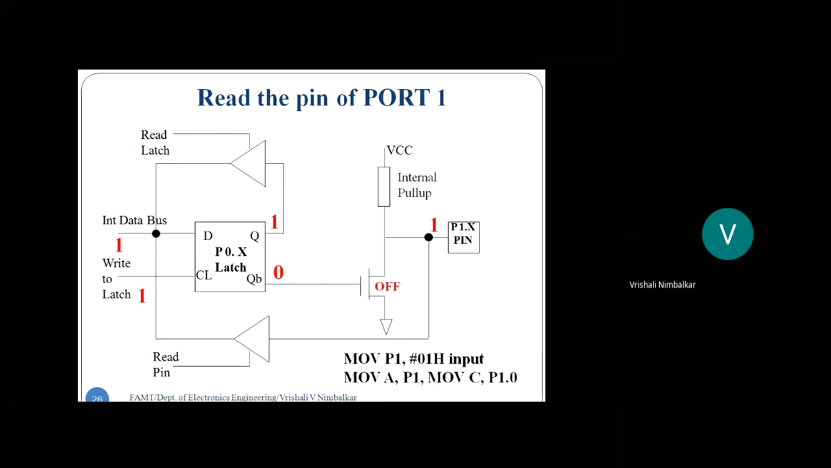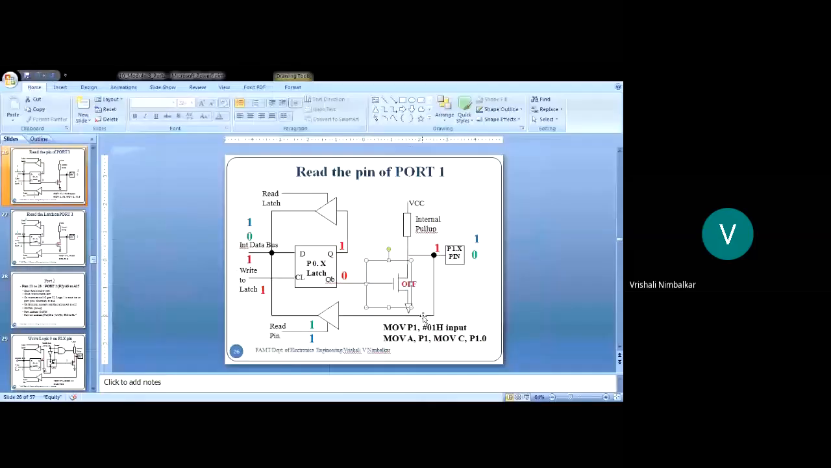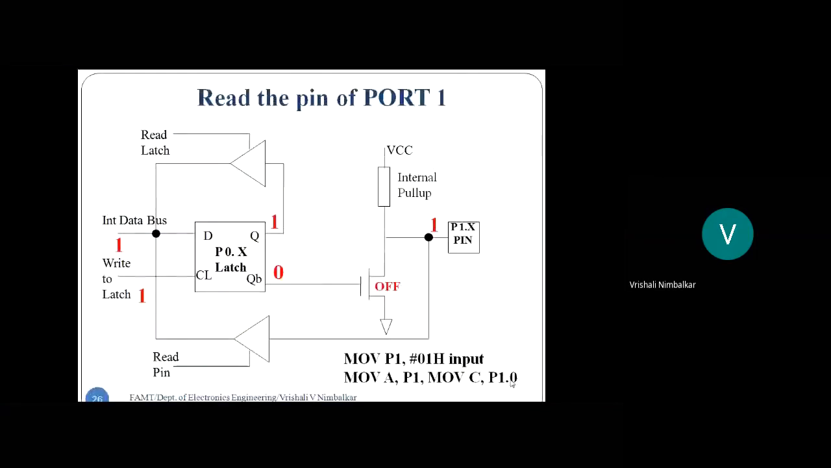What is the next instruction? MOV A, P1 means 8-bit port data is taken in the accumulator. Or look at the instruction ahead. What instruction have I written? MOV C, P1.0. MOV C, P1.0 means the second instruction is 1-bit port data copied in C, and the first instruction is 8-bit port 1 data copied in the accumulator. So let us assume 1-bit execution. After initialization, the second instruction will get executed, reading the pin.